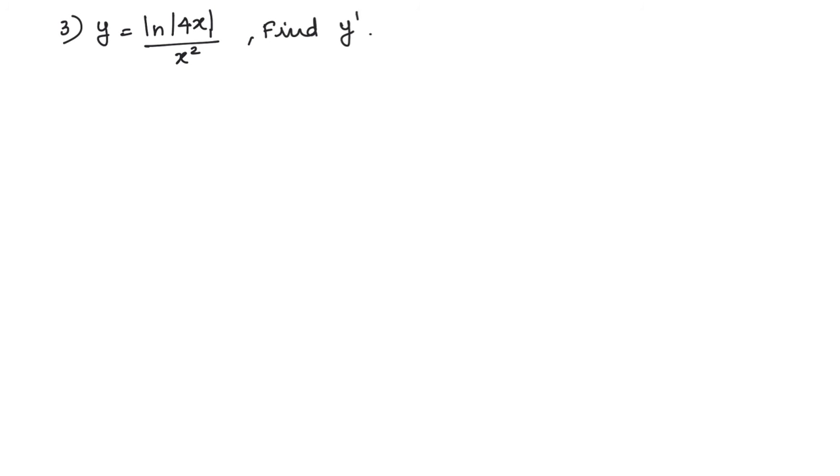Third question, we need to find the derivative. Here we will be using the quotient rule. The quotient rule is f prime g minus f g prime divided by g square. So f is ln of absolute value of 4x and g is x square.